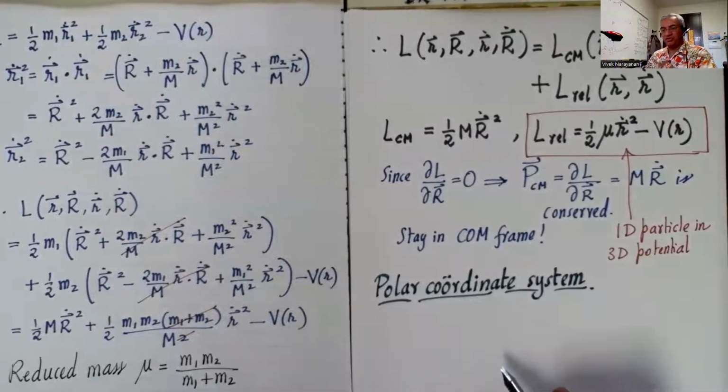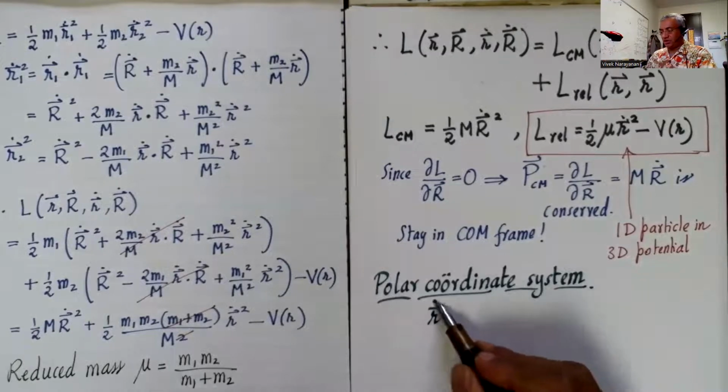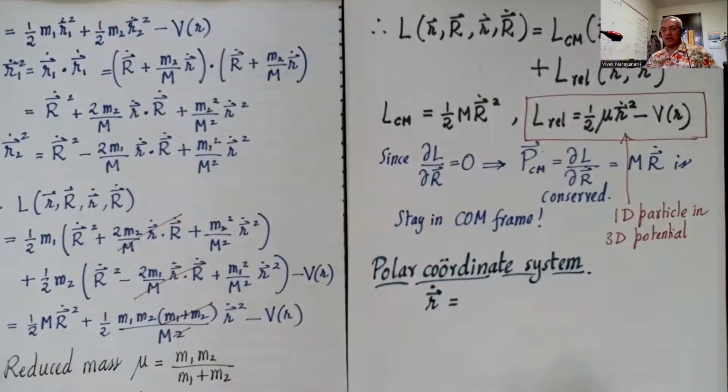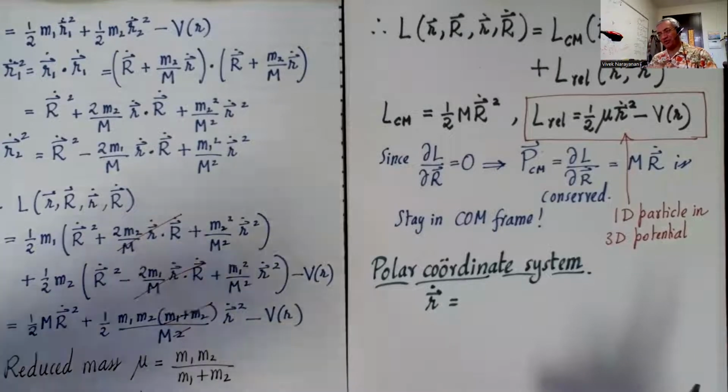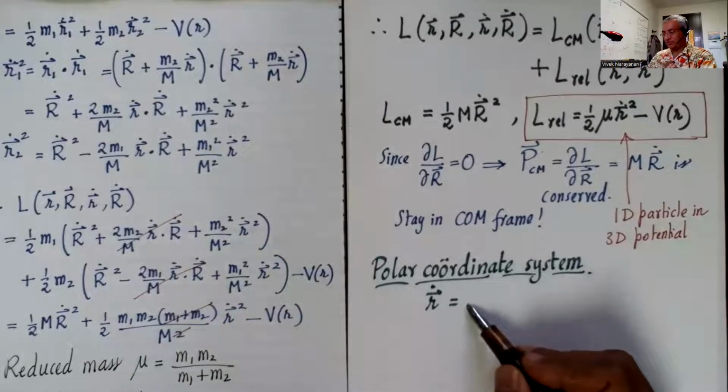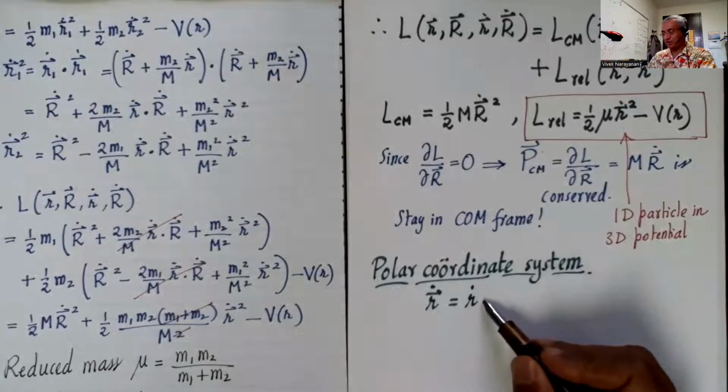Now in the polar coordinate system, the r dot. Now in general, you can have spherical polar coordinates, but what I'm going to assume here is that all the motion happens in one plane. And the reason for the assumption, I'll tell you in a minute. But right now, let's proceed to do this, and then we'll talk about the assumption.